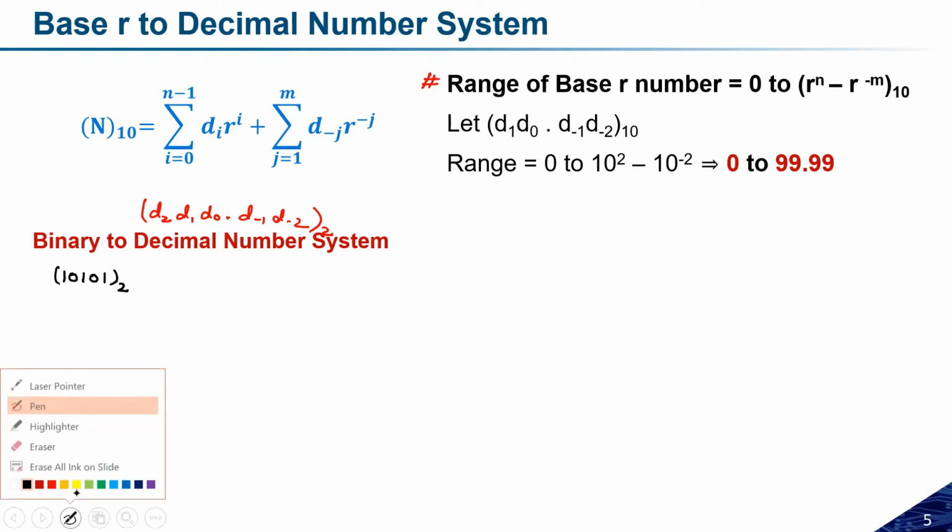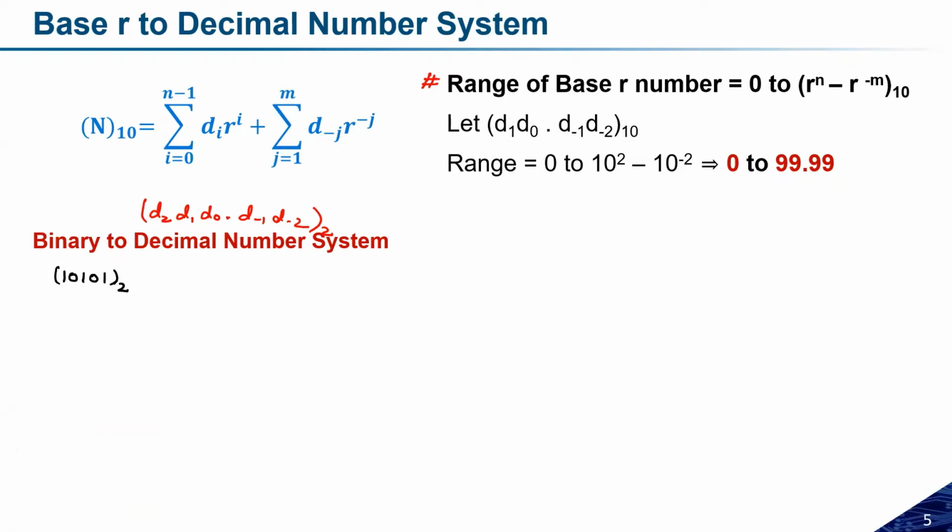I have to first find the places. Because there is no fractional part, the most right hand side, the weight will be 0. Next will be 1, 2, 3, and 4. So these are the positions of the bits in the binary number system. If there is a decimal part, then we also have to write -1, -2, -3, something like that. Once you have written this placing, then you have to simply use this formula. Let us start from the last one, because I'm considering the base 2 and the fourth position, which is 1.